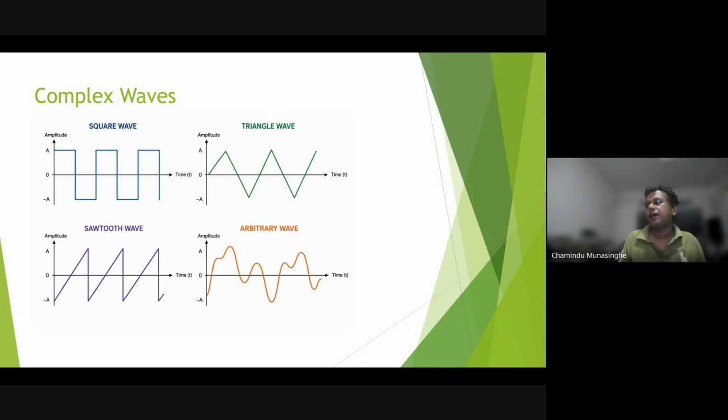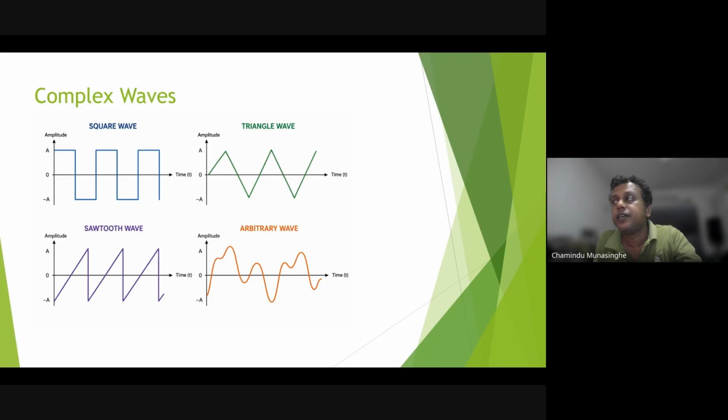Okay, so far we've talked about sinusoidal waves. Whether it's a sine wave or a cosine wave, the shape is the same, right? They are just 90 degrees apart, if you remember your trigonometry. But in the real world, we don't deal with sine waves only, right? We have to deal with square waves, triangle waves, sawtooth waveforms, and arbitrary waveforms.